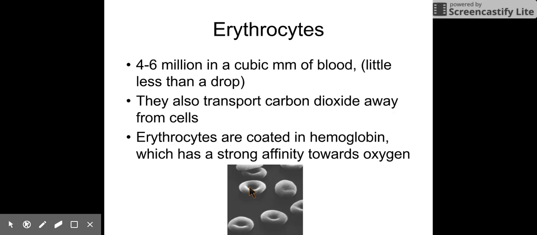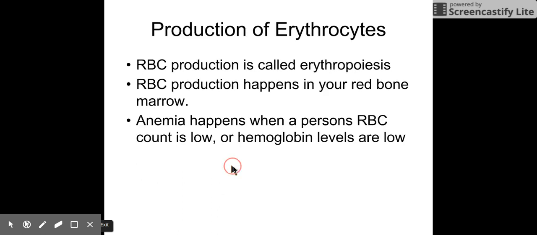Then like we said, we transport oxygen and carry carbon dioxide away. So these are the guys carrying out gas exchange to your tissues. And hemoglobin is the protein that allows that to happen. So erythropoiesis is the production of red blood cells. This happens in your red bone marrow. And of course, you have anemia, which is a disorder where people have a low red blood cell count.